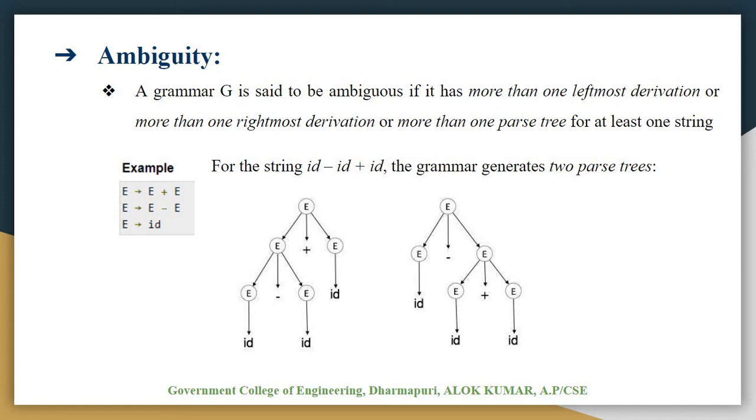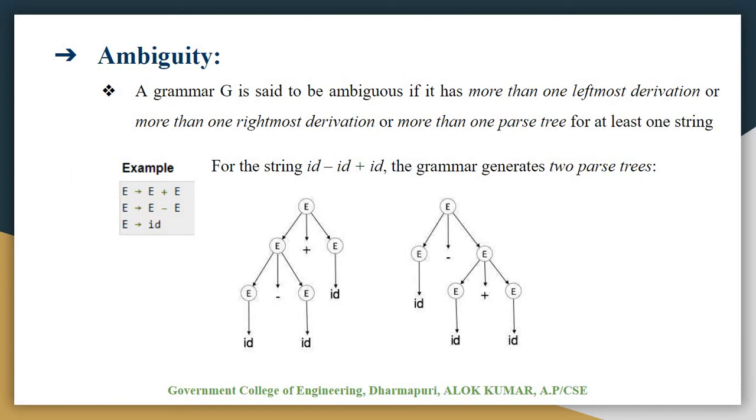Suppose we take one set of production rules like this: E generates E plus E, E generates E minus E, and E generates ID. These three production rules we take as one example, and we have one string like ID minus ID plus ID. For this input string, two parse trees are possible for these production rules. How are we going to generate the parse trees?